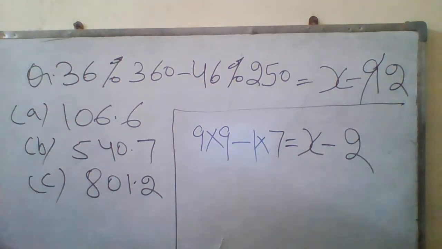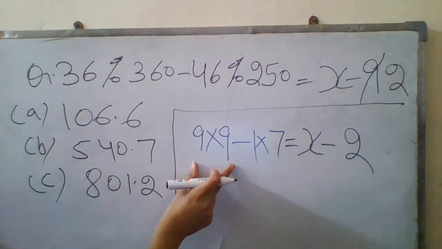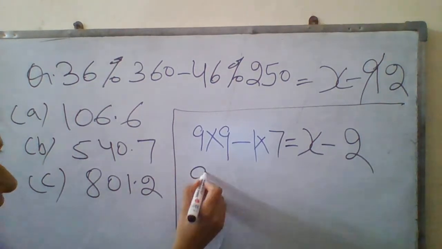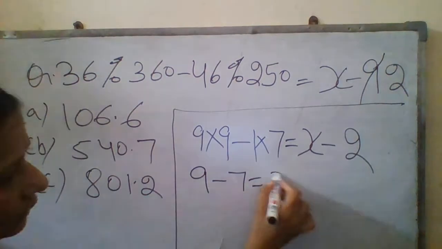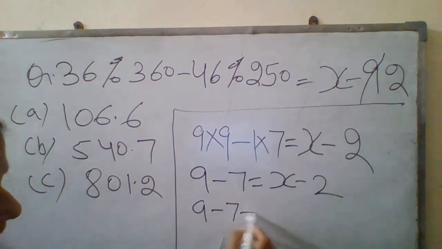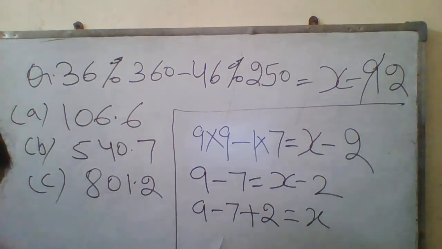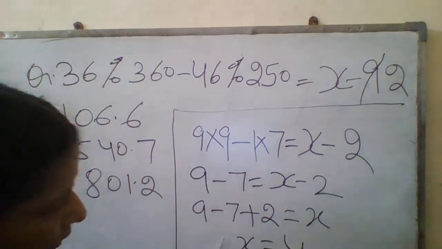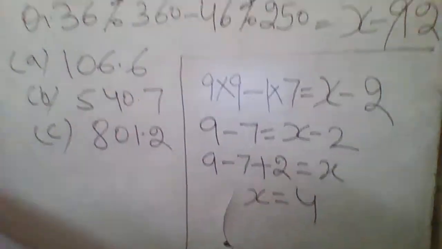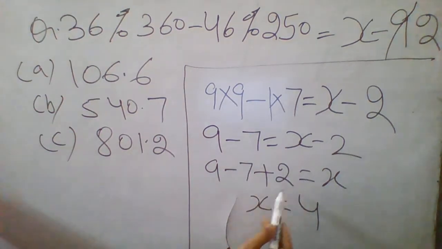Now you see, this is the option. And I told you, see, 9 multiply 9, okay, 81. So DR is 9 here. So 9 minus 7 is equals to x minus 2. You solve it out. So 9 minus 7 plus 2 is equals to x. Now you see, what will you get x as? You will get x is equals to 4. I have explained here, 9 minus 7 is equals to x minus 2. So if you solve it out, you will get the value of x as 4.